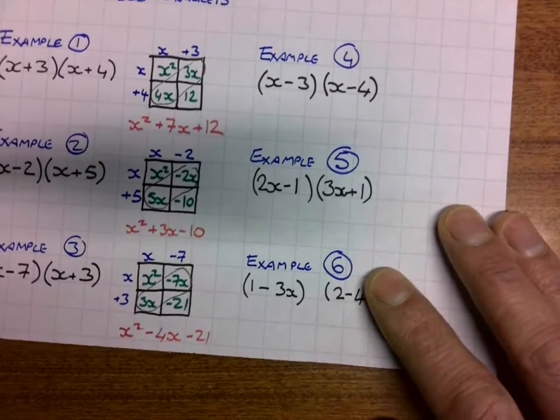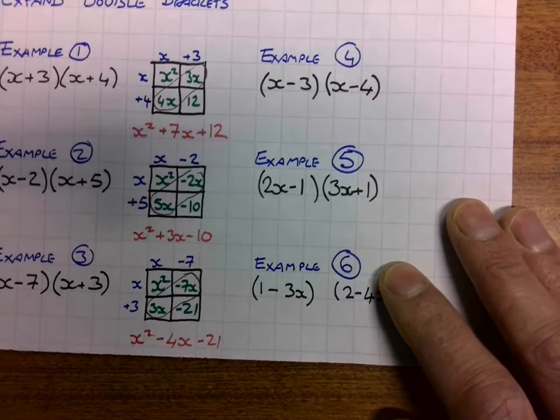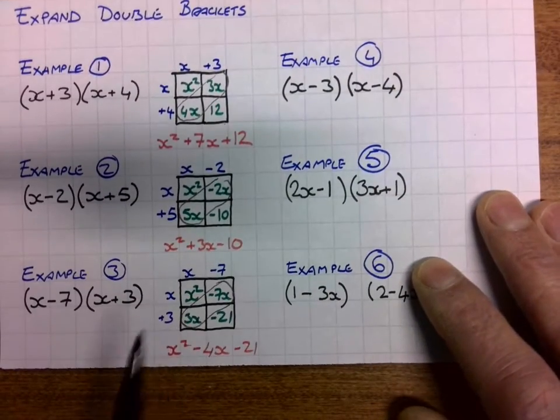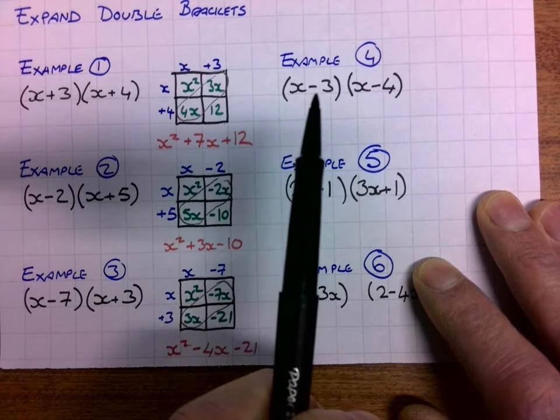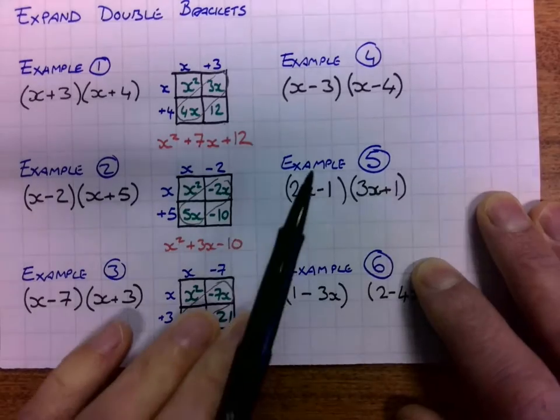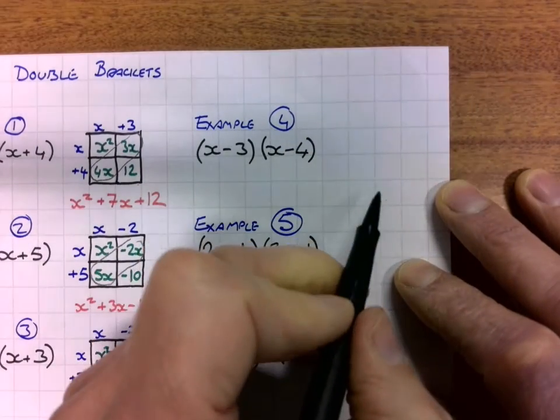Right then. So now we're moving on a bit. What's changed since the last one? Now we've got minus 3 and a minus 4. So we're going to end up with a negative times a negative, aren't we? That's going to be the thing that changes here.